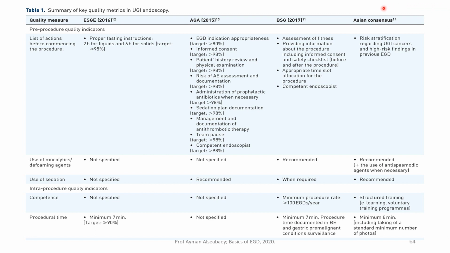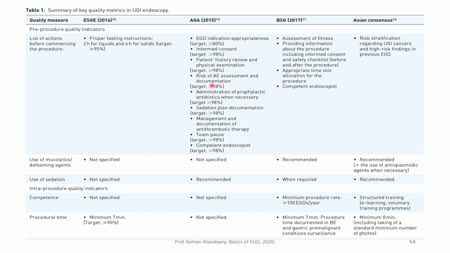Now, we will compare the following guidelines for quality metrics. The first point is before commencing the procedure. The ESGE recommended fasting of 2 hours for liquids and 6 hours for food. The EGA recommended, number one, that the indication should be appropriate. You should have informed consent before the maneuver. You should review the history and the examination of the patient.